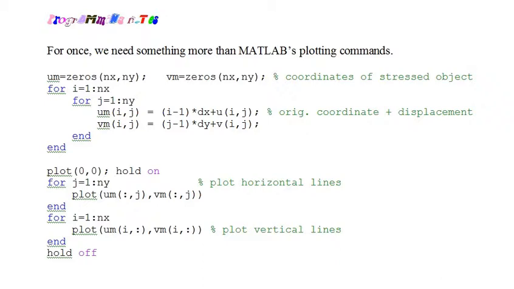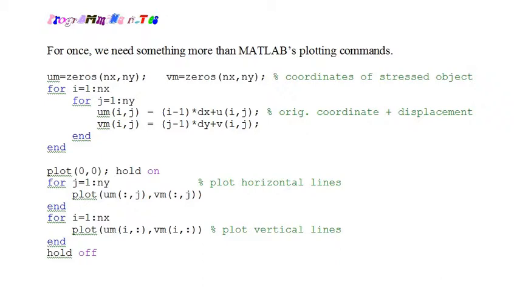UM and VM are arrays of the coordinates of the stressed object. The for loop computes their values. So, the x-coordinate of the ijth grid point in the stressed object is the original x-coordinate of the grid point, which is given by i minus 1 times dx, plus the calculated x displacement of the grid point, which is ui,j. Similarly, the y-coordinate of the ijth grid point in the stressed object is the original y-coordinate plus the calculated y displacement.